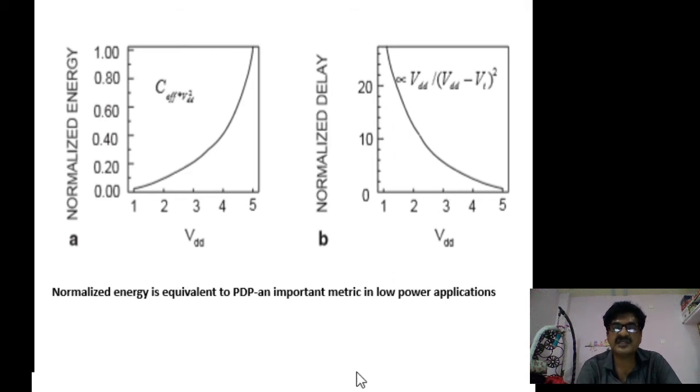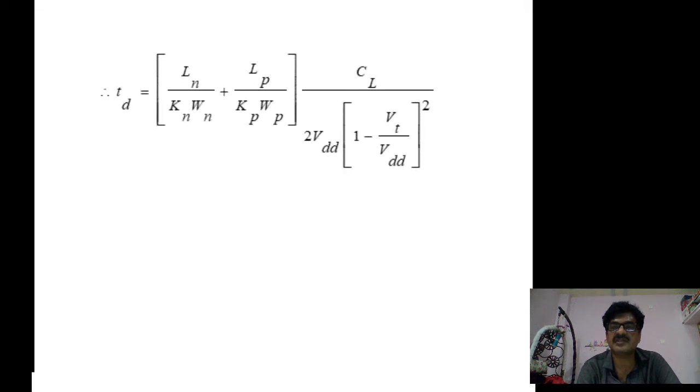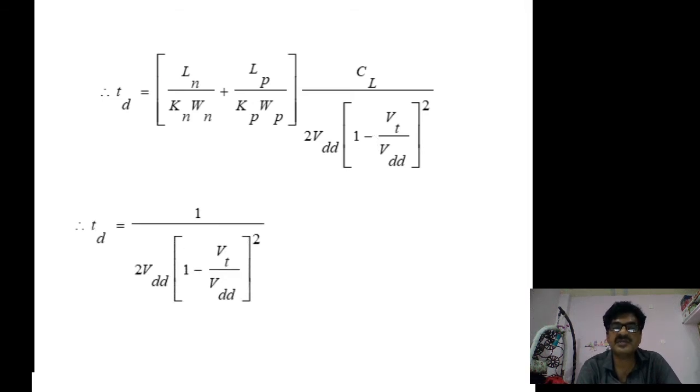In previous classes, we derived the delay expression like this. With this, the delay is inversely proportional to VDD. So when VDD is decreased, the delay is increased. That too, if the decremental of VDD is equal to the threshold voltage, what happens? The denominator value becomes 0. Therefore, the delay increases very sharply, so that the speed is decreased.